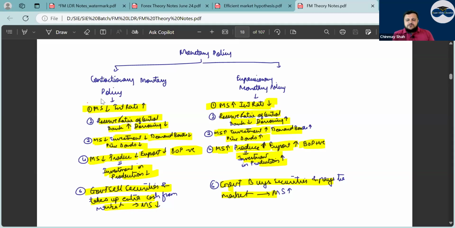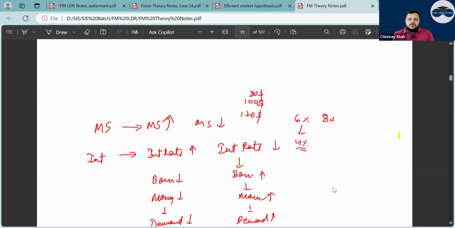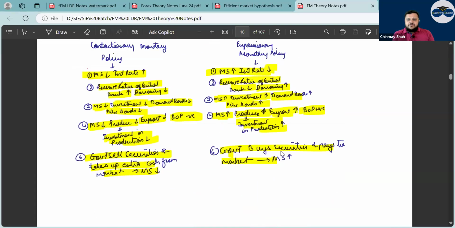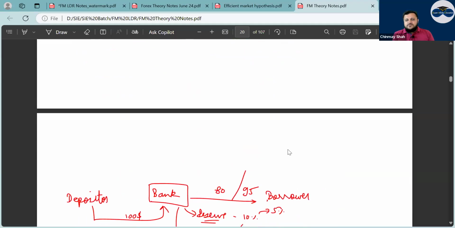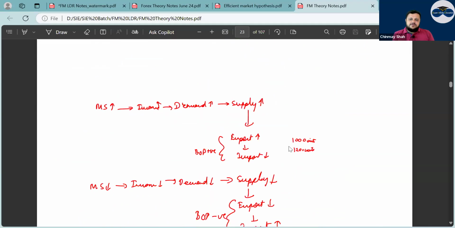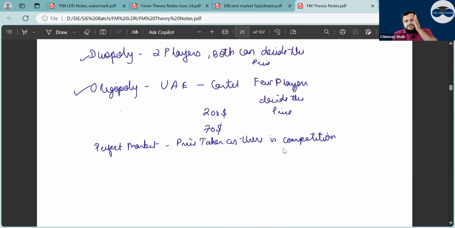Government buys securities and pays the market, right? To the market what? Money supply is higher. The government wants to buy all the securities from the market, it will give the market money. Correct? I've explained all this.